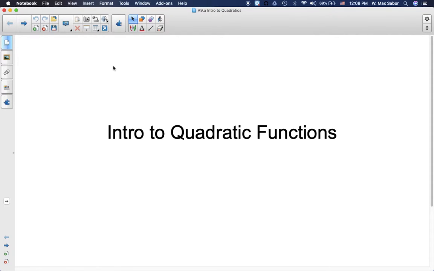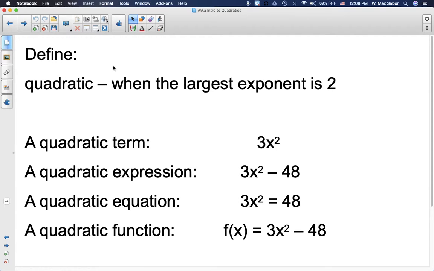What are quadratic functions? Well, the word quadratic means when the largest exponent is 2. So a quadratic term is something like 3x squared. The quadratic expression is 3x squared minus 48. A quadratic equation is like an expression, but it has an equal sign, so 3x squared equals 48 is a quadratic equation. And a quadratic function has a second variable in it, so f of x or y equals 3x squared minus 48.